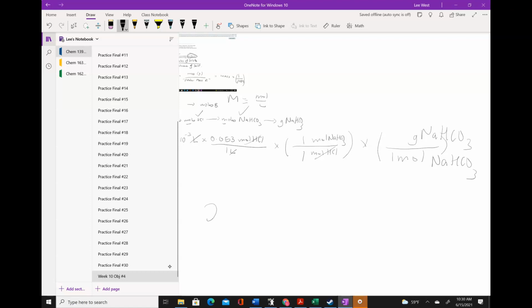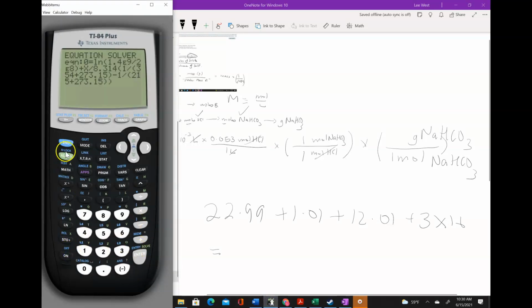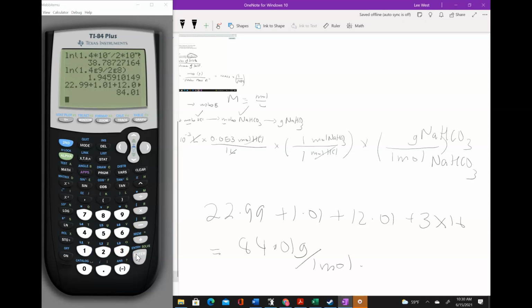Now I can add all of that together: 22.99 for the sodium, 1.01 for the hydrogen, 12.01 for the carbon, and then 3 times 16 for the oxygen, and that'll give me my molar mass. So let's go ahead and do that. 22.99 plus 1.01 plus 12.01 plus 3 times 16. And there it is, 84.01 grams in 1 mole.